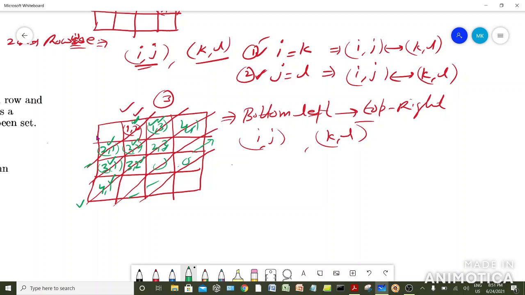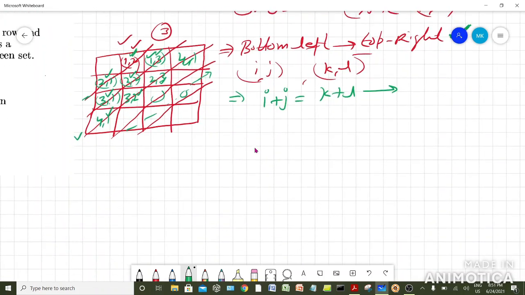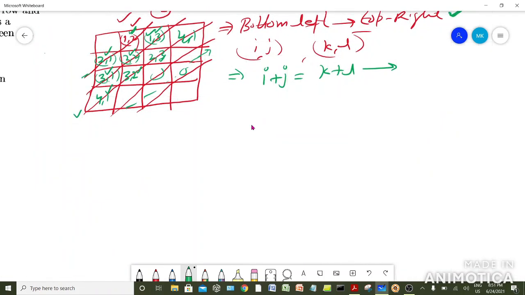Okay, so we may say that if i plus j is equal to k plus l, then the two queens will be facing each other diagonally, for this nature of the diagonals. Done. Now move to the next condition. These were the diagonals which are moving from bottom left to top right.